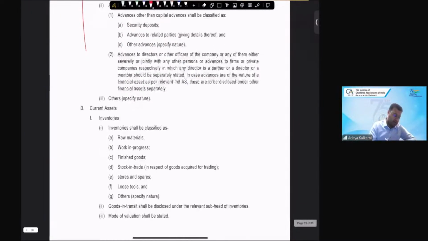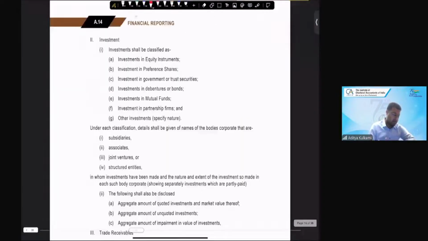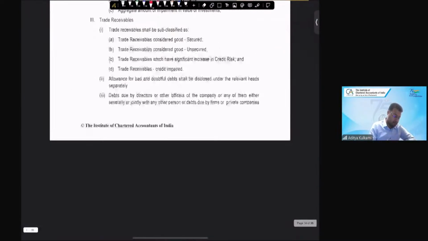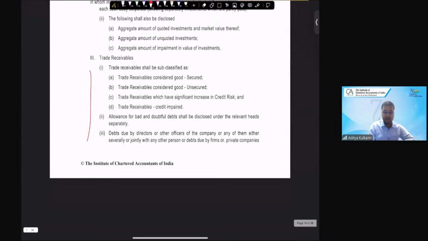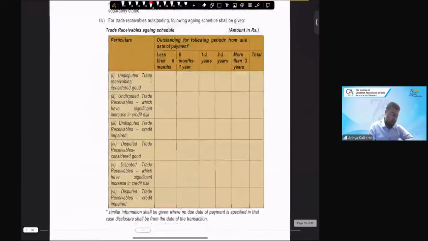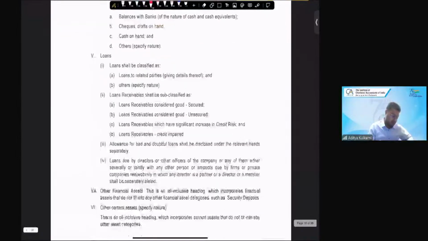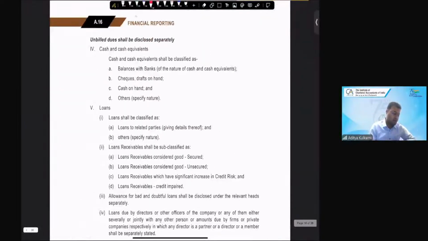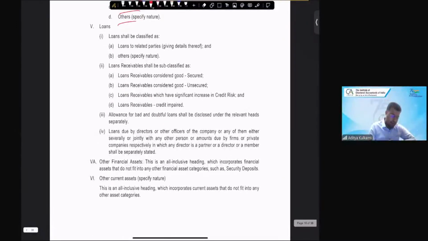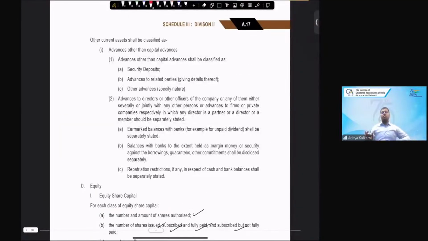Okay. Current assets: categorization of inventories, investments, okay. Trade receivables, again similar disclosures, okay. All right. Next, you come to cash and cash equivalents. You will categorize it as balances with banks, cheques or drafts on hand, cash on hand, and others. This is what you are going to give the disclosure. Loans, other financial assets, other current assets. Okay, so that is what you are going to do.